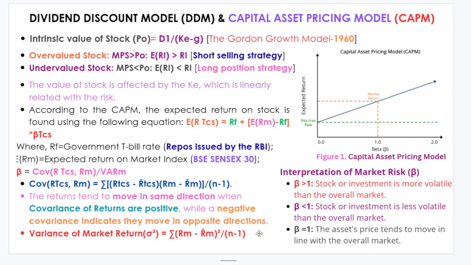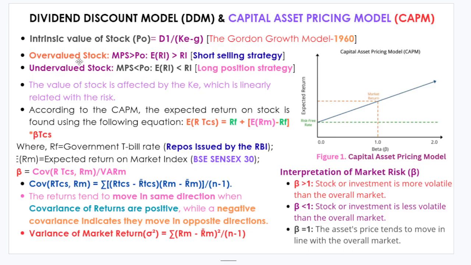Now let's move to the dividend discount model, DDM, with the capital asset pricing model once again. You might recall this from stock valuation: the intrinsic value of the stock is denoted by P0. It's simply the expected dividend D1 divided by the cost of equity capital minus g, where g is the growth rate of dividend. This model was suggested by Gordon, so it's also known as the Gordon growth model, developed in 1960.